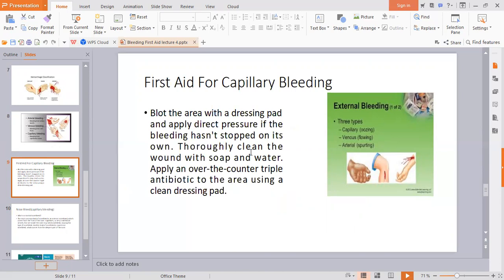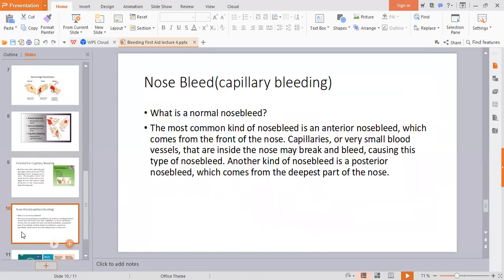So, blot the area with a dressing pad and apply direct pressure if the bleeding has not stopped on its own. You have to thoroughly clean the wound with soap and water, and apply triple antibiotic to the area using a clean dressing pad. But if you do not have a dressing pad, you can use any clean cloth or towel to avoid any further damage or loss.